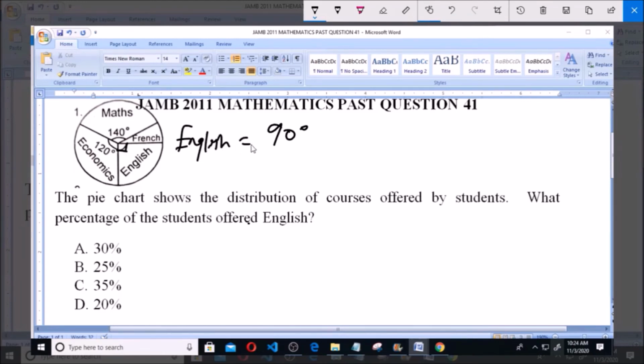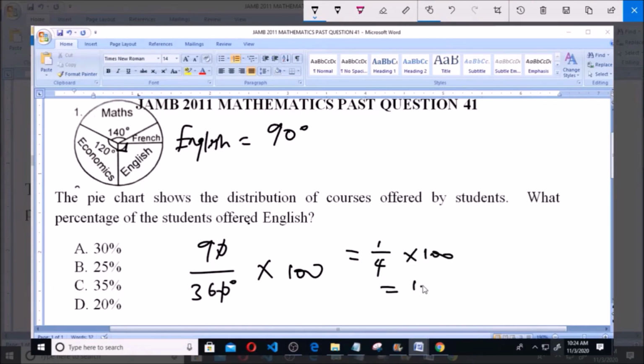this degree of those that offered English, which is 90 degree, over what, the entire angle, which is 360, then multiply by 100, since we're looking for what, percentage. Now this is equal to this 0 here, we cancel this 0, and 9 over 6 will give us what, 1 over 4 multiplied by 100, and this is equals to 100 all over 4, which is equals to what, 25%. So the percentage of students that offered English is what, 25%, and that is option B.